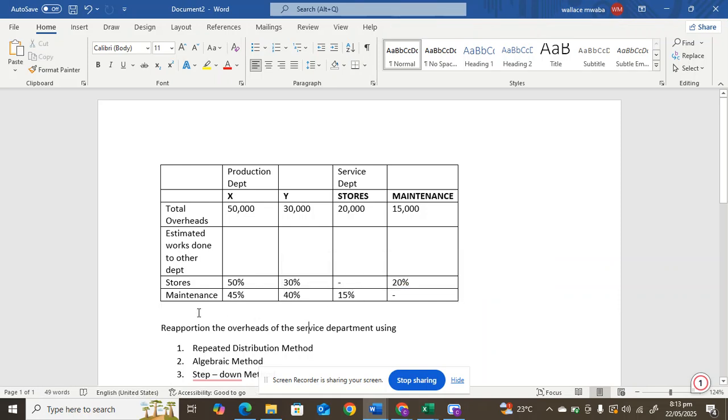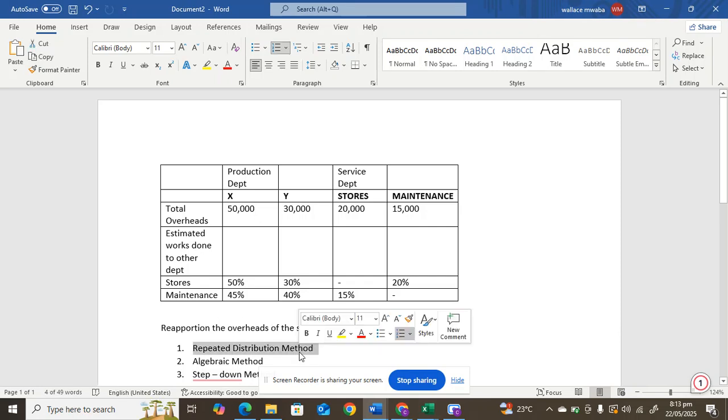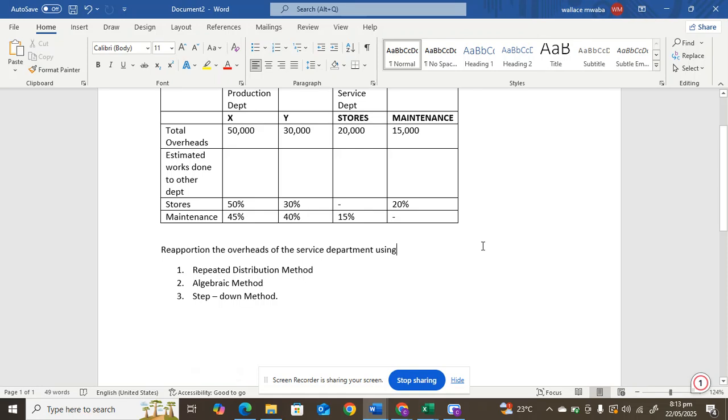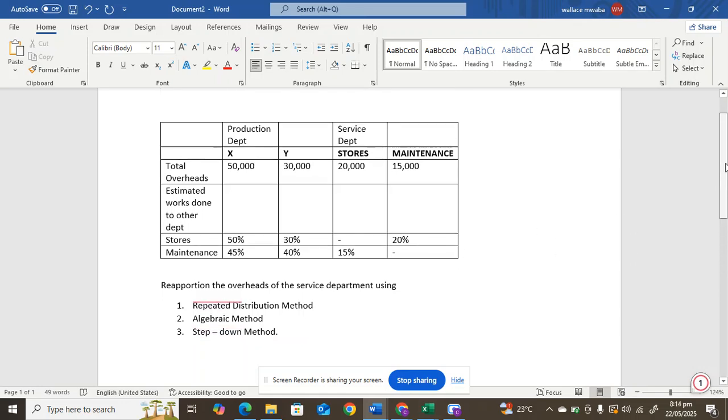So we have the question here: reapportion the overheads of the service departments using number one, the repeated distribution method, number two, the algebraic method, number three, the step down method. So here we're going to be using the repeated distribution method. This is how we're going to do it.